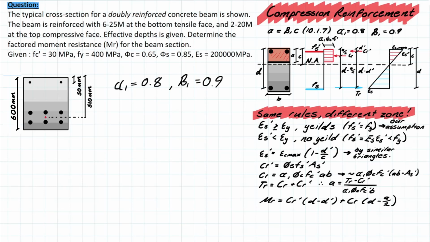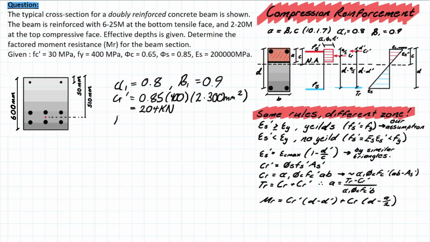Now the next thing we can do is solve for our unknowns, which are Cr' and Cr. We're going to assume that the steel is yielding in the compression zone. So let's write out what that looks like in our case. If the steel is yielding, you're going to have 0.85 times 400, which is our yield strength of the steel. Then you have the area of the steel. You have 2 bars and they're 20M, so that's 300 mm² as the cross-sectional area. Solving for that, Cr' is going to be 204 kilonewtons.